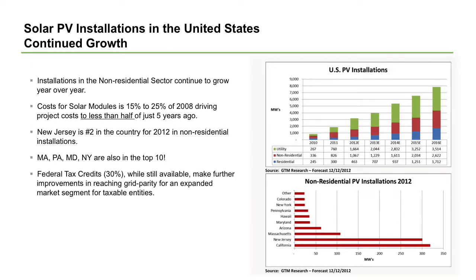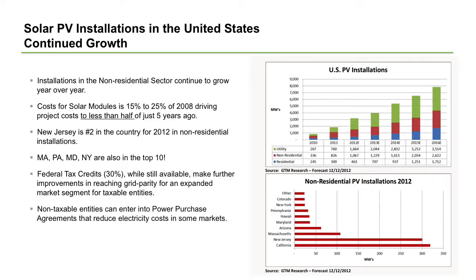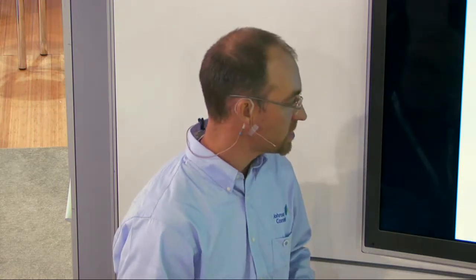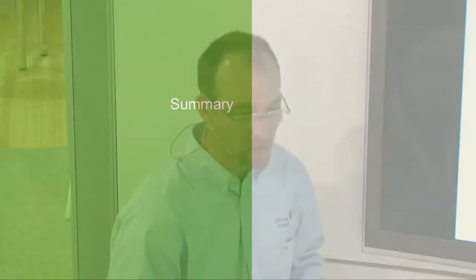Federal tax credits, while they're still available, absolutely make projects more equitable. For non-taxable entities that can't take advantage of that, there are other financing means or mechanisms, such as power purchase agreements. In summary, it really starts with designing a long-term energy strategy for your facility or business.